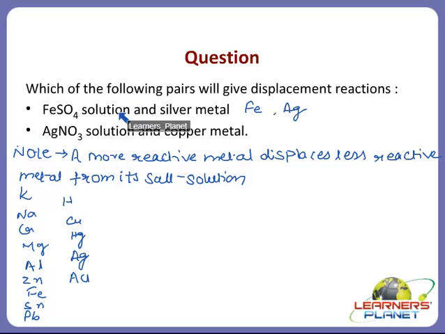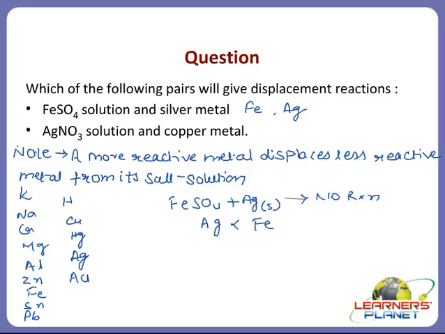In this case, children, what is the salt solution? Ferrous sulfate. What is the metal? Silver. Will the displacement reaction take place? That is FeSO4 plus silver metal. Will the displacement reaction take place? No. No reaction. Why? Because silver is less reactive than iron. So what can happen here? Silver cannot displace iron from its salt solution.